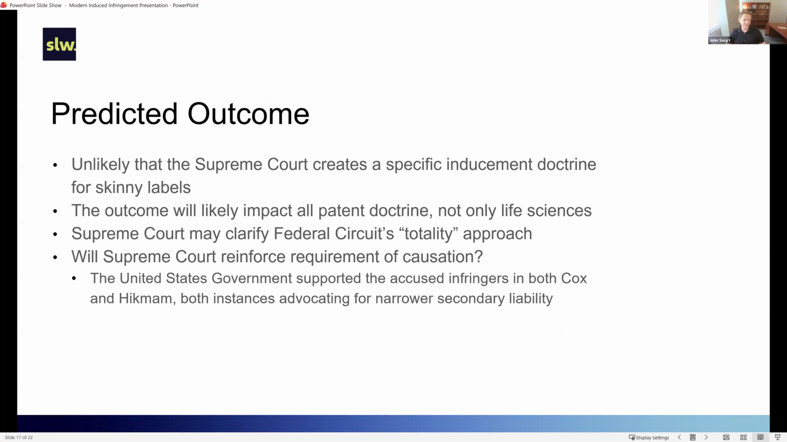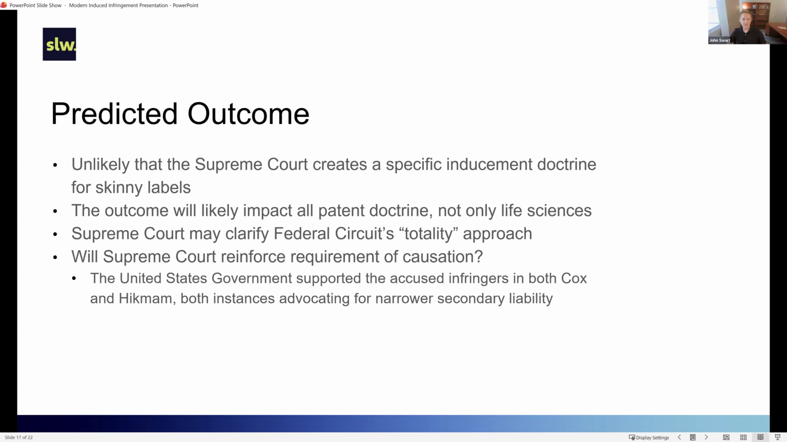So, now maybe we're into a bit of a discussion section of the presentation, talking about the implications of this case on skinny labeling, on the pharmaceutical industry, on patent law as a whole.